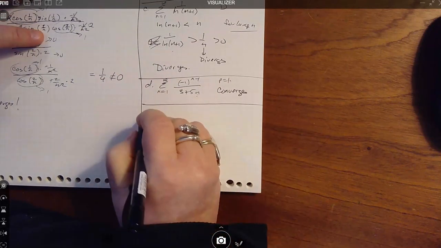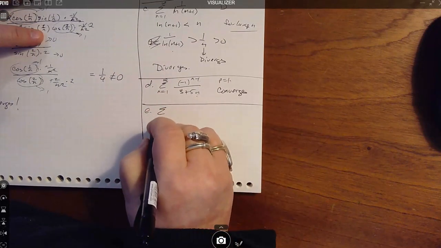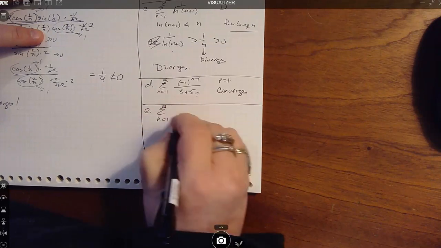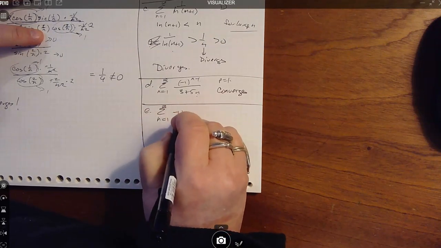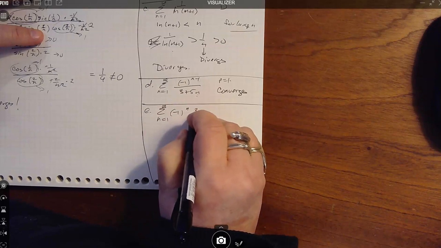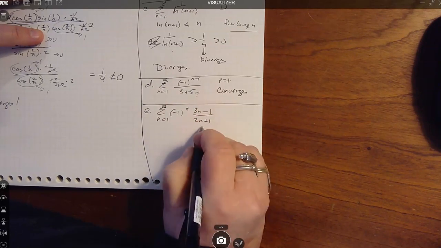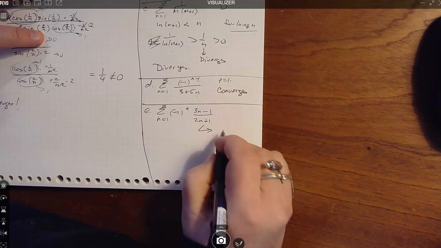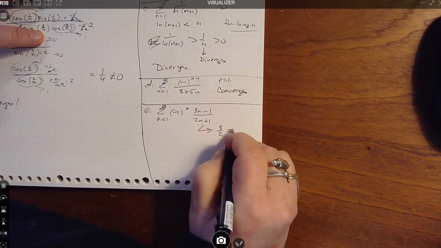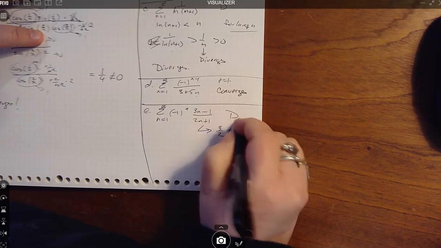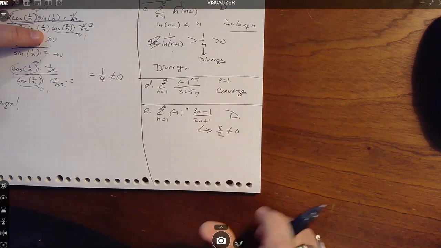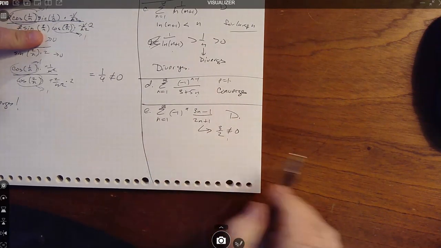E. The summation as n goes from 1 to infinity of (-1)^n times (3n minus 1) over (2n plus 1). The terms go to 3/2, which isn't equal to 0. So this diverges. Done. I don't even care that it's alternating. I just know that the terms don't go to 0, so I'm done.